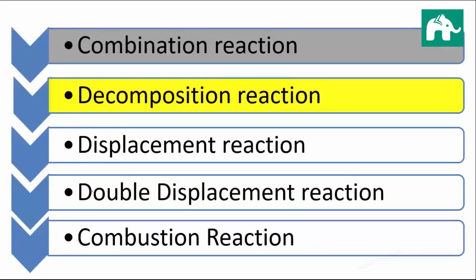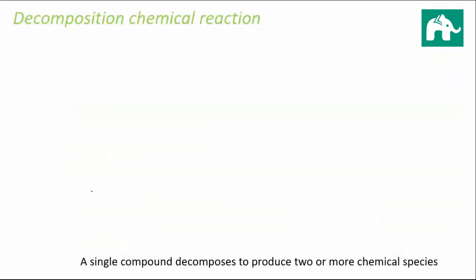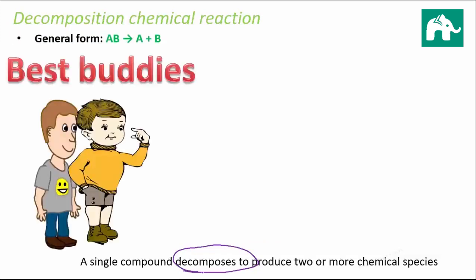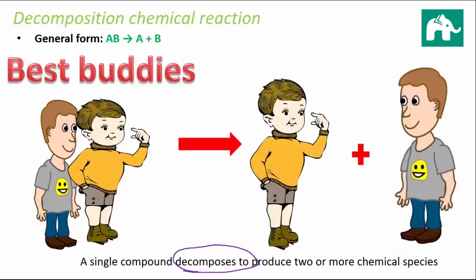Let us now move ahead with decomposition reaction. Decompose, what does it mean? Decompose means to break down or to split. So when a single compound decomposes to form two or more chemical species, that is known as a decomposition chemical reaction. So it is exactly the opposite of combination reaction. So here AB splits or decomposes to form A plus B. So let's say they are the best buddies. When two best buddies fight and then they separate out, they split. So that's decomposition chemical reaction.